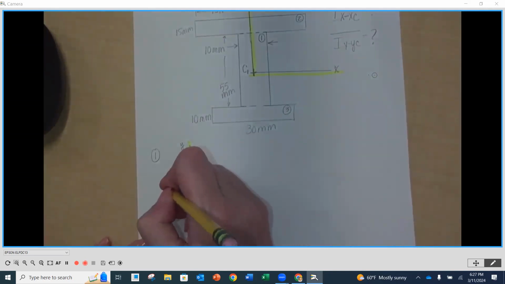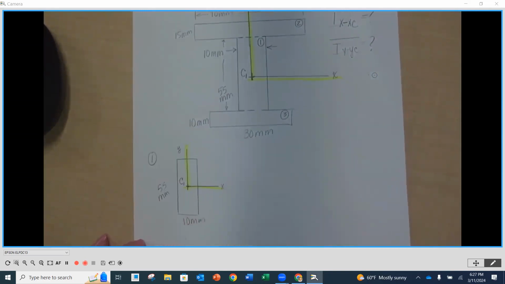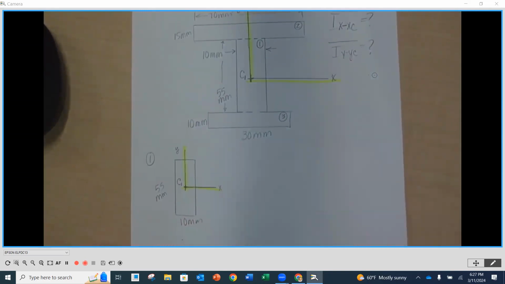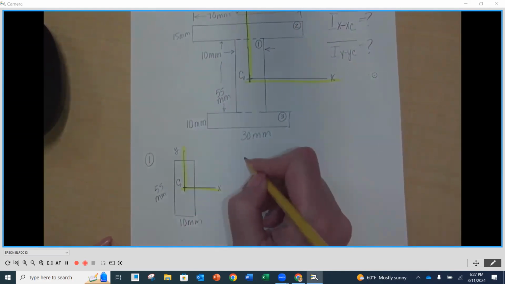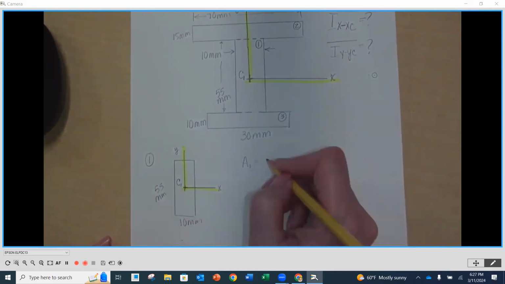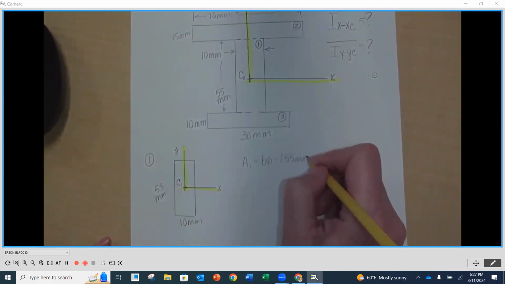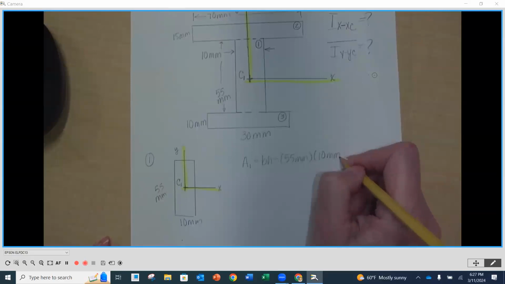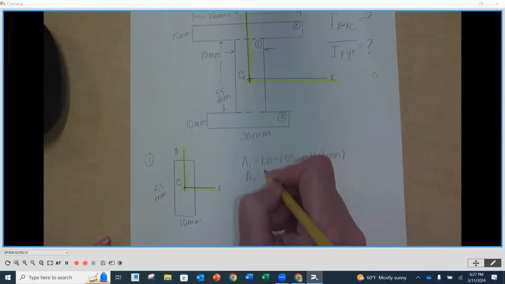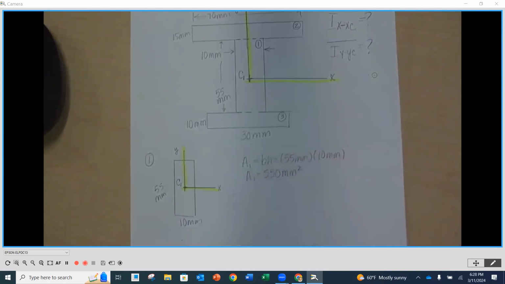I know this to be 55 millimeters. I know this to be 10 millimeters. And now what I want to do is gather that information that I need to find the centroid. So I know I need the area, number one. And I know that to be base times height, which is 55 millimeters times 10 millimeters. So I know my A1 is 550 millimeters squared.